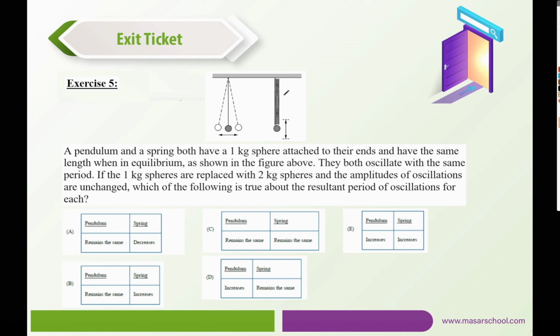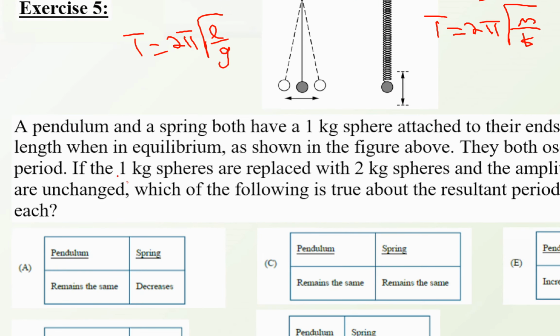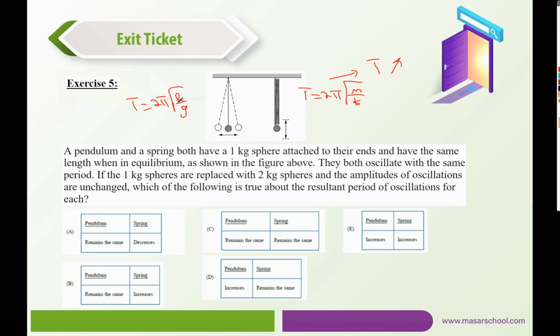Now here, okay, so the period is given by 2π√(m/k). And here the period is given by 2π√(L/g). If the mass changes, here the period would increase because we increase the mass, and here that wouldn't affect the period, so the period would remain constant. Which of the following is true about the resultant period of oscillation? So let's directly choose that the period remains the same. We can directly eliminate D and E. However, the period of the spring increases, making B the correct answer.